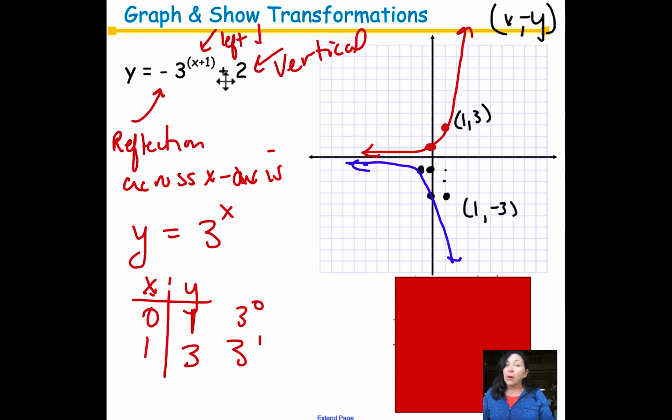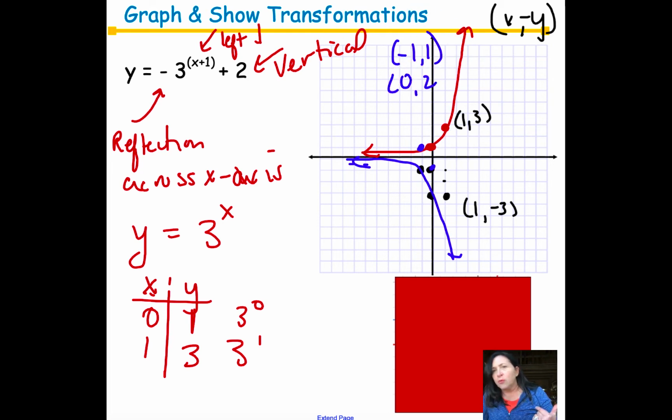Okay. Now we are going to add 2. So wherever I'm at, my graph, I'm going to go up 2. And so now this point, which is at negative 1, negative 1, is going to go up 2. So this new point up 2 is here, which is at negative 1, 1. And my new point here is going to be, because I'm going up 2, 0, 1. And so these are my new critical points that I've graphed. And there you go. That's my new graph.